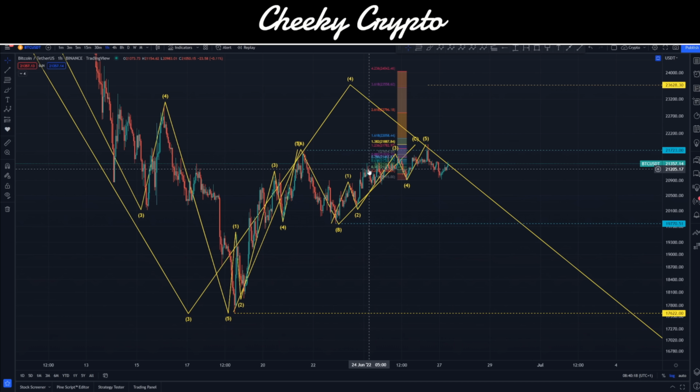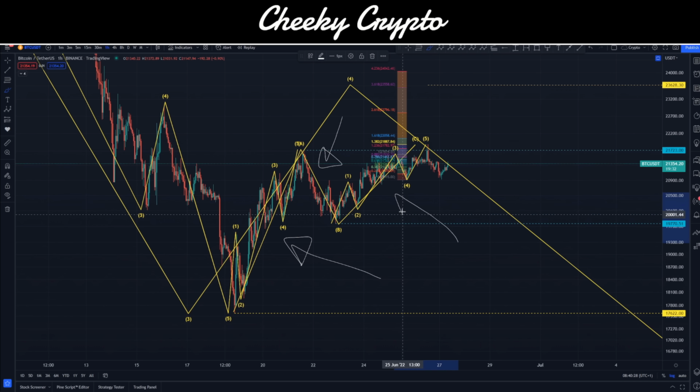a 5-3-5 corrective structure. Okay, so what we've got here is a 5-wave move just over this side. This one in the middle here is a 3-wave structure, and then we're looking for 5 waves over this side. So in total we end up with that 5-3-5 pattern, and that's called a zigzag or an ABC.